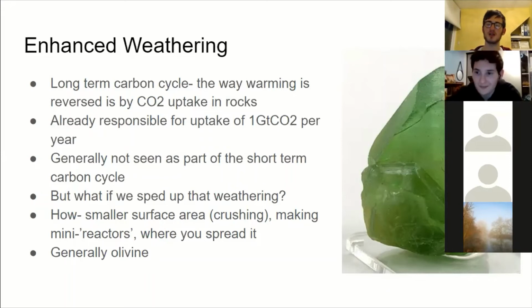Well, if we crush the rocks, if we create a smaller surface area, that will increase the rate of reaction. We could create mini reactors where we can put rocks in that would really help speed up the weathering process by huge amounts. And where we put these rocks once we've crushed them, or once we've created these reactors, can really affect it. If it's by coasts, for example, the water can help speed up the process. Or if you put it on farmland, all of the biological components can also speed it up. So we can really speed this up.